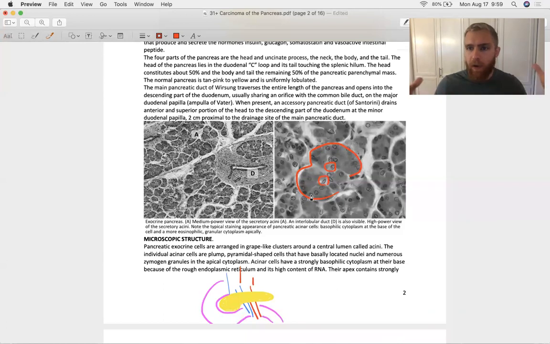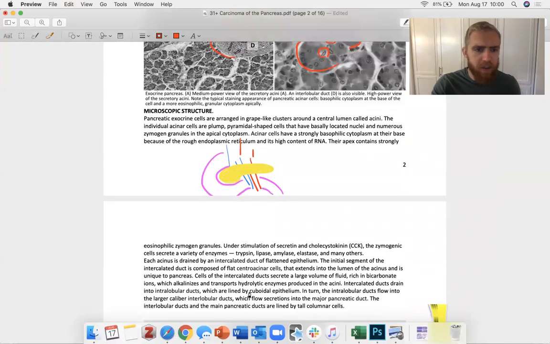And ducts get bigger and bigger and bigger, and you see here on the left, here is a duct that's probably an intralobular duct. You can tell it's got a cuboidal epithelium on it, and it's kind of anchored in place by a lot of collagen. So that's a normal duct sitting in your normal pancreas.